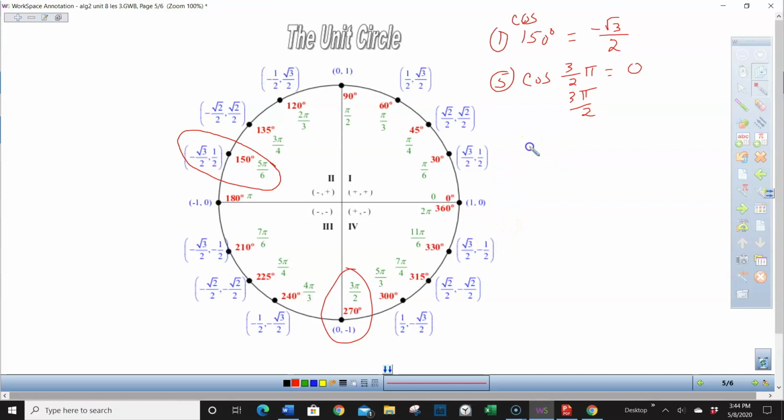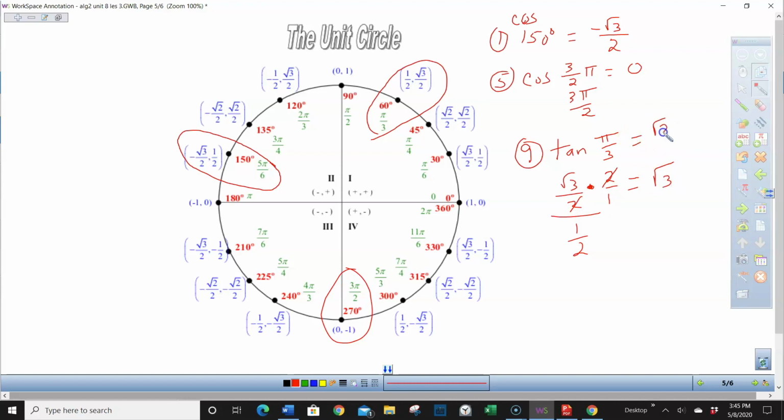If we look at number 9, it says tangent of pi over 3. Well, here's pi over 3. Tangent is y over x, so we have root 3 over 2 over 1/2. So this is divided by. If I'm dividing fractions, I multiply by the reciprocal. These divide out, and I have the square root of 3. So tangent of pi over 3 equals the square root of 3.